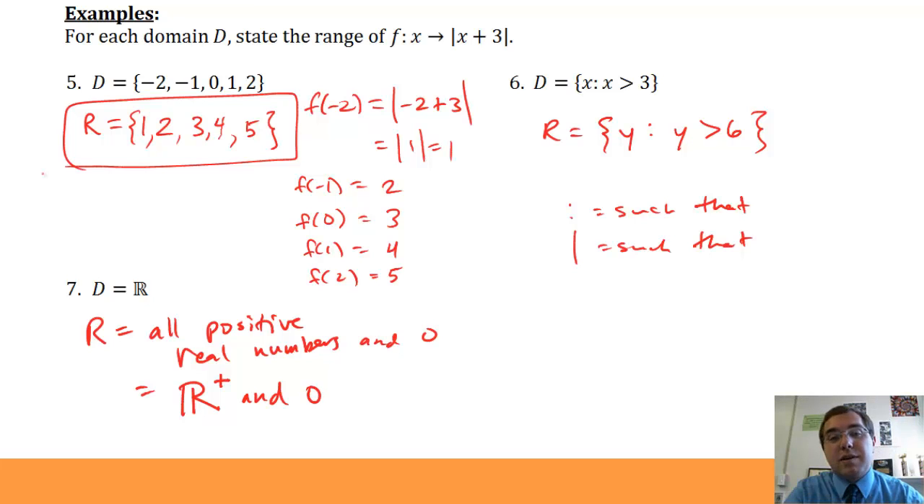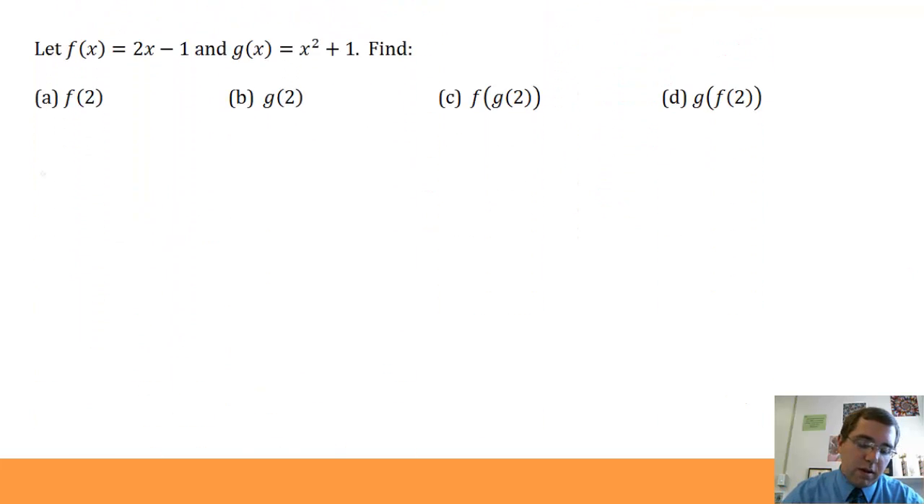Because 0 is not considered a positive number or a negative number, anytime 0 is included, we need to state that. We could say all non-negative real numbers, and that would be all positive numbers and 0. But we need to be careful with 0.